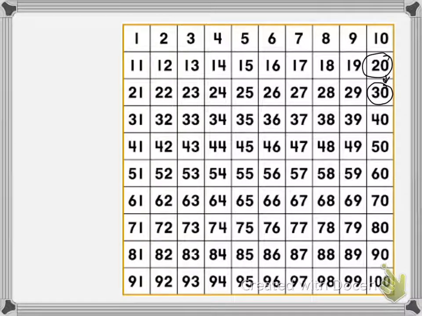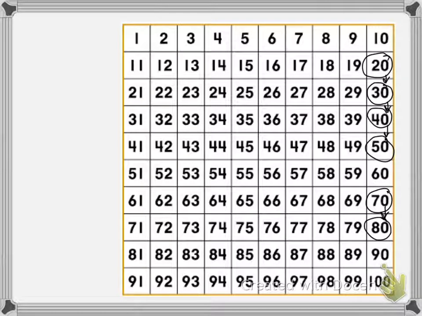What's 10 more than 30? Well, that would be 40. 10 more than 40? That's 50. Okay. Now what is 10 more than 70? So I need to find 70 and find 10 more, which would be 80.